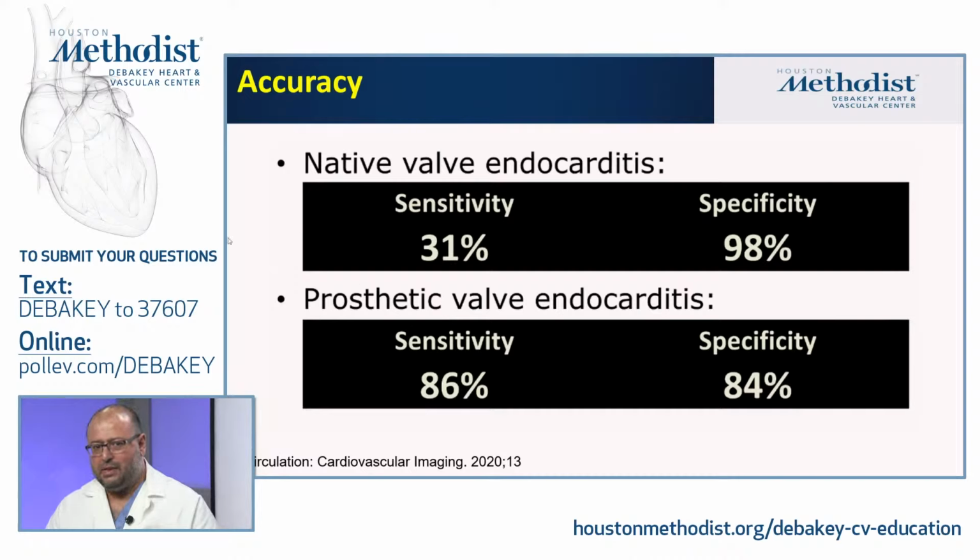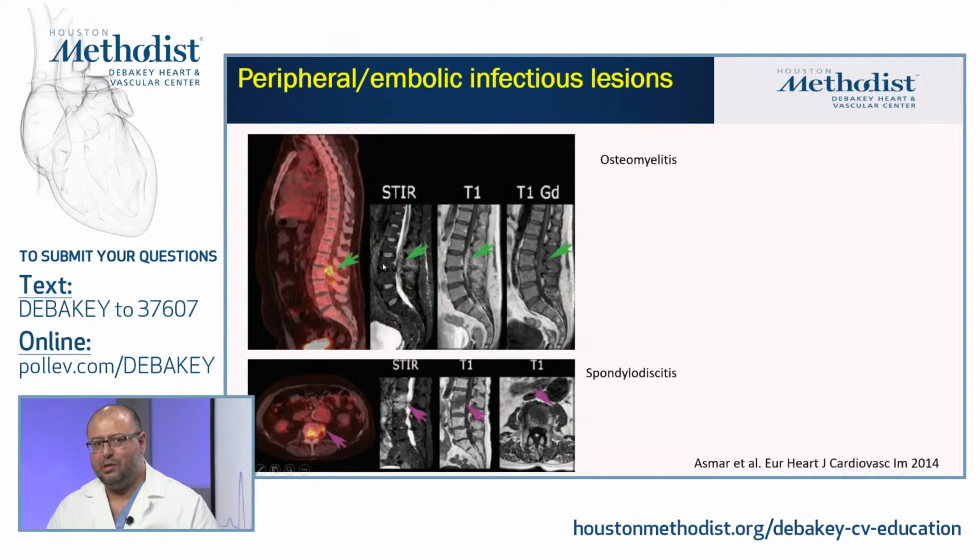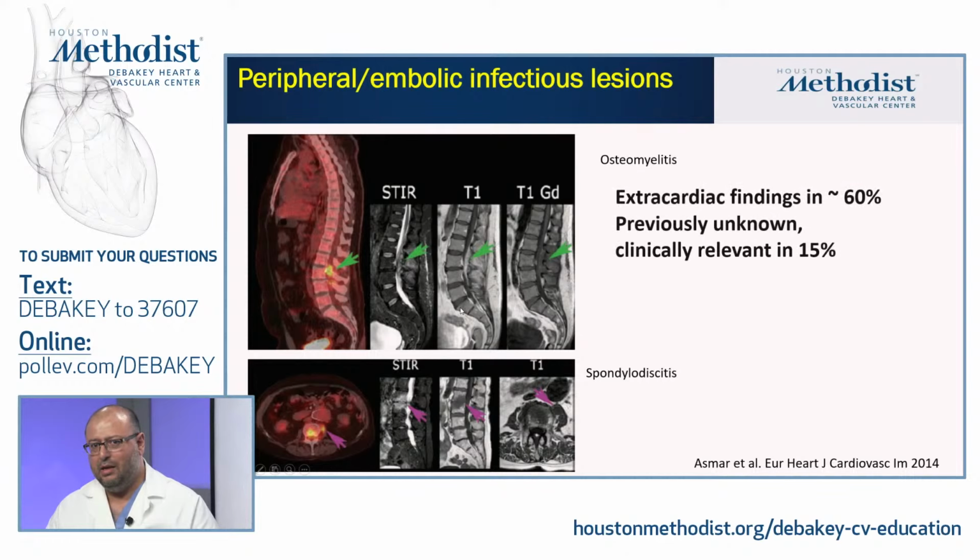What PET-CT is also going to be very helpful for is looking for extracardiac complications. So for example, you can see osteomyelitis, as you see here, or you can see discitis if it is in the field of view. In one study, they found extracardiac findings in about 60%, and about 15% of these were clinically relevant. We always have the lung in view, so if we're concerned about tricuspid endocarditis, sometimes we could see septic emboli.